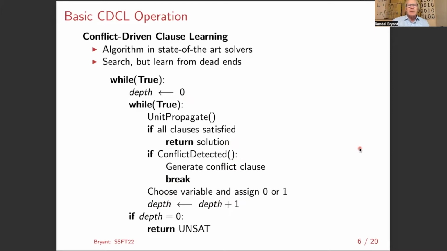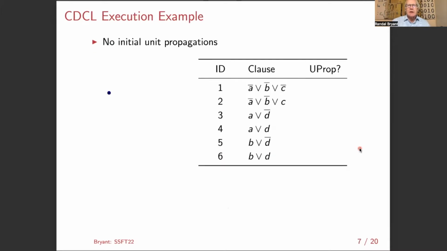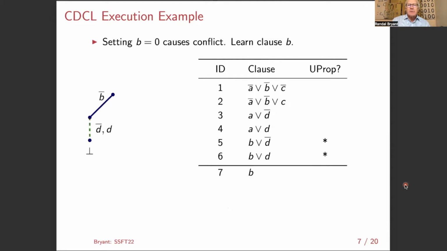So let me illustrate this with an example using our example formula. And so at first we look at this formula and we say, are there any unit clauses? And the answer is no. So no unit propagation is possible. So let's choose some variable. In this case, let me choose variable b. And let me just assign it 0.